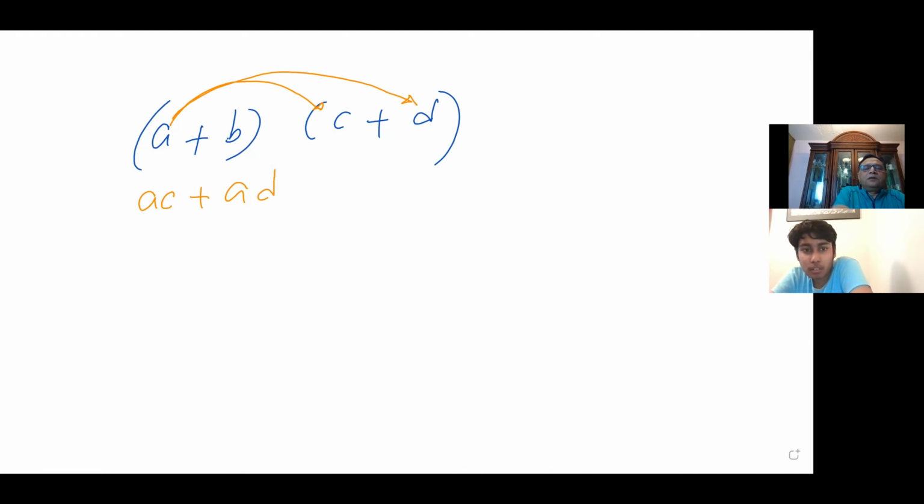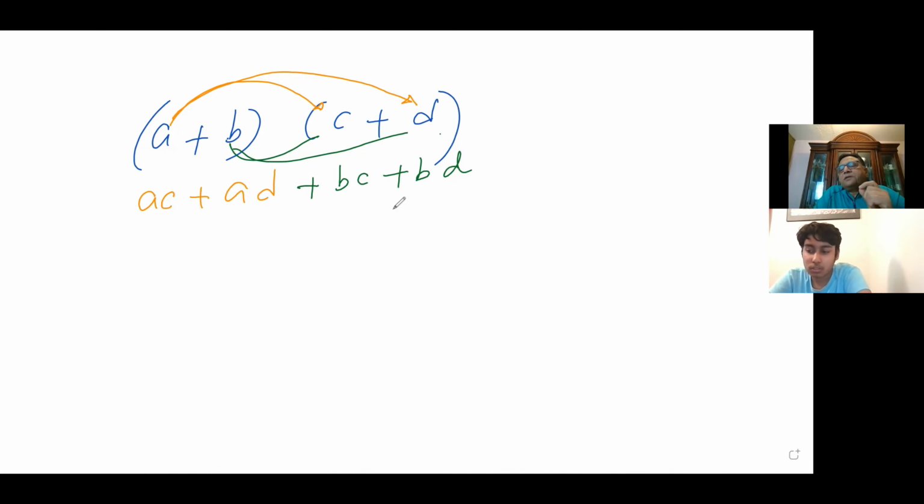And now I'm going to multiply with b. When I do that, I get bc and bd. So we have four terms here, ac plus ad plus bc plus bd, right? So that is how it unfolds. Is that okay? Yes, sir. That is how it unfolds.